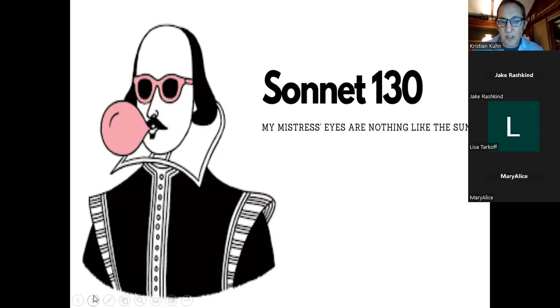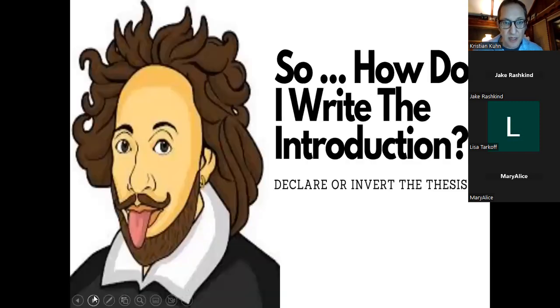So here's the kicker too. There's a couple of different ways to do the introduction at the AP level. For my on-level classes, I want them to do it just like what you saw for Taylor Swift. There is a different way to do it, especially if you're using my template of the syllogistic method for the body paragraphs. So I chose a sonnet that I think most of you are probably familiar with. You've probably encountered it, you've heard it. My mistress's eyes are nothing like the sun, which is sonnet 130.